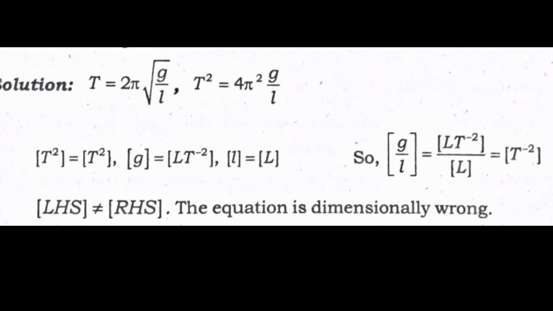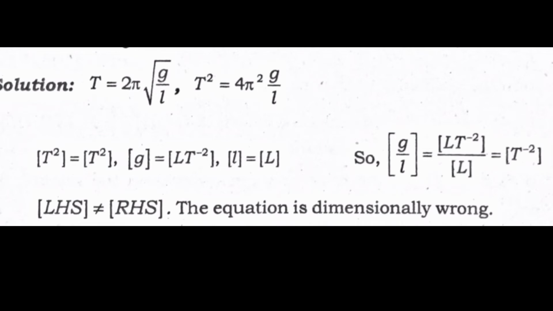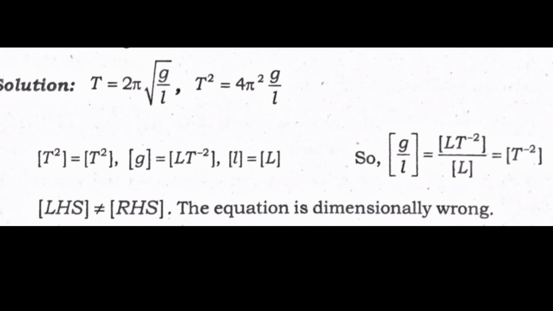Now we can find G by L, because 4 pi square is a constant. Is there any dimension for 4 pi square? No, because that is a constant, so a constant does not have any dimension. Now we can find G by L. The dimension of G is L T raised to minus 2 by L, right? So what will we get? The L and L will get cancelled. Then the answer is T raised to minus 2.